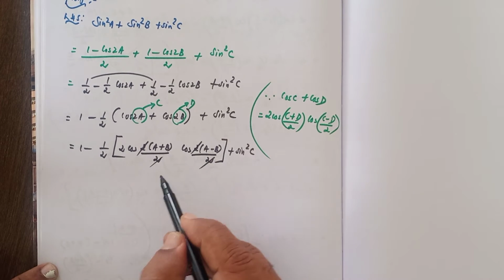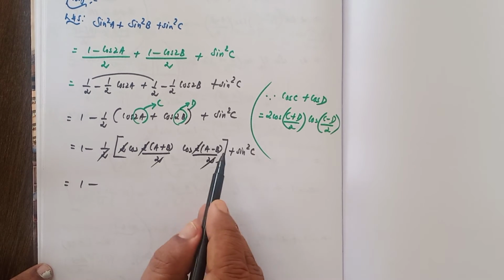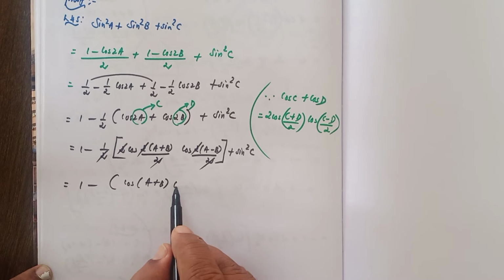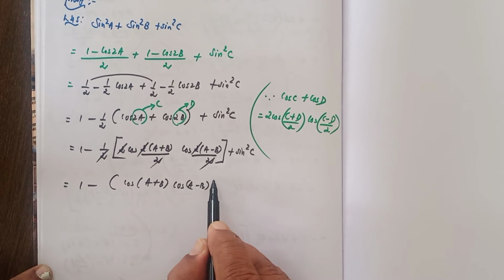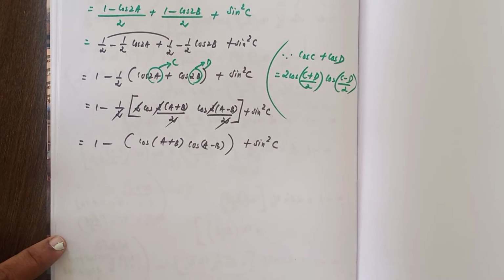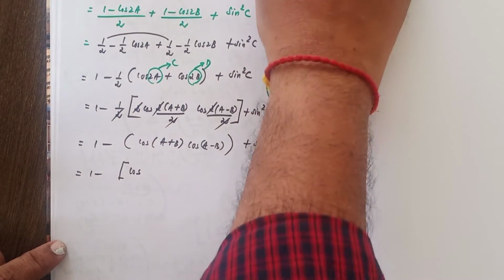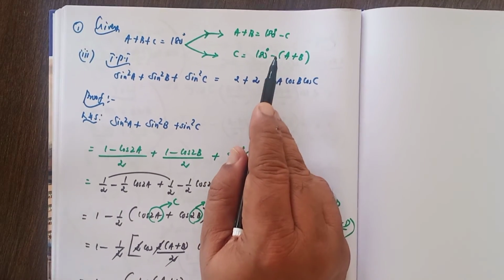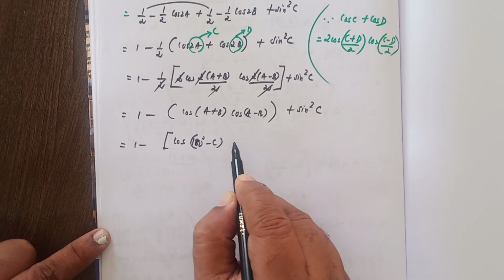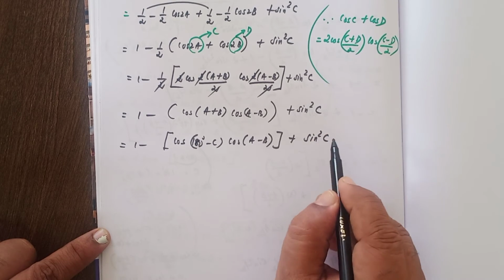2 gets cancelled. Even these 2 get cancelled. That is equal to 1 minus 1 into anything is the same thing, right? Cos of (A plus B) into cos of (A minus B) plus sin squared C. That is equal to 1 minus cos of (A plus B) can be replaced by 180 minus C, since A plus B equals 180 minus C, into cos of (A minus B) plus sin squared C.